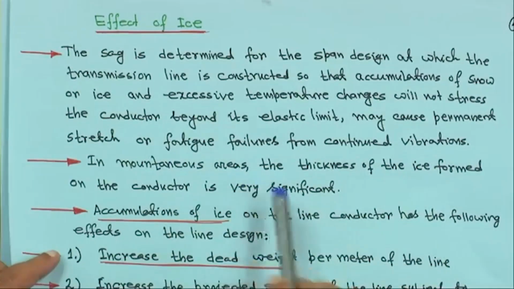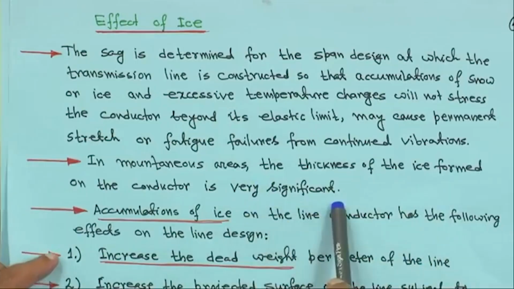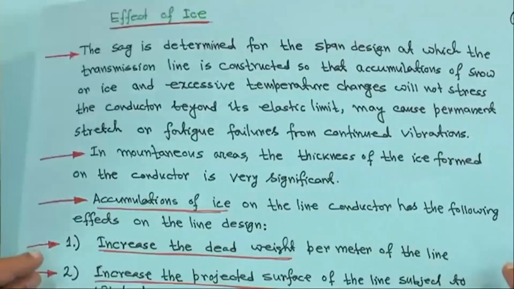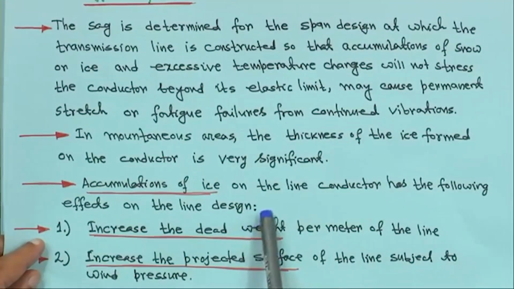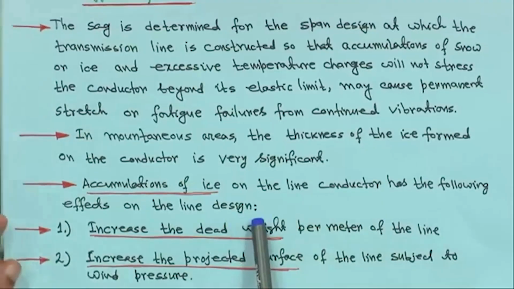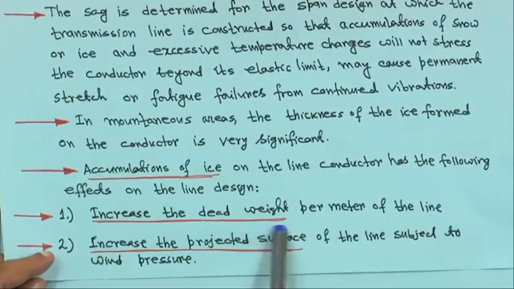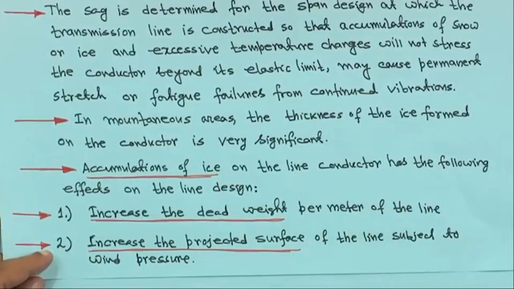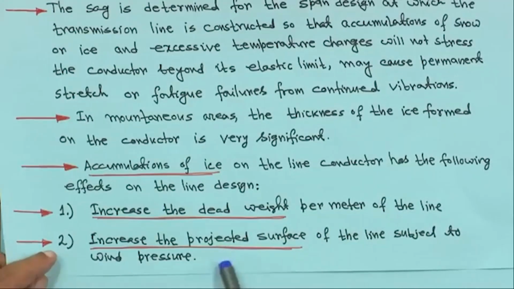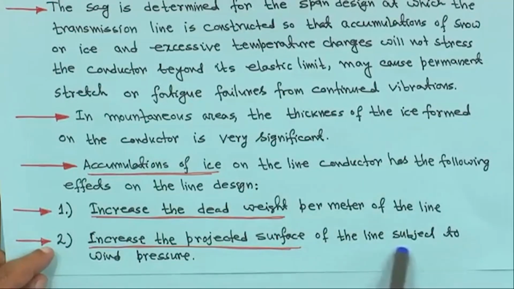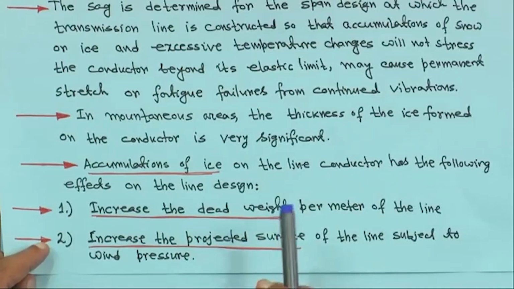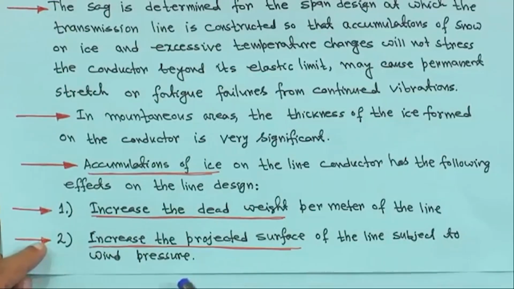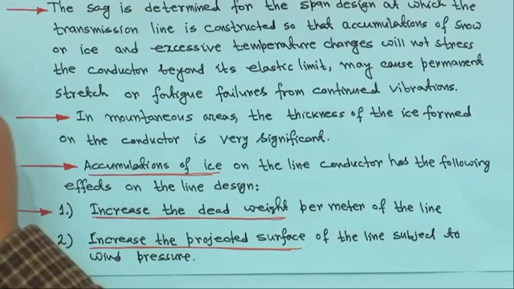So, in mountainous areas, the thickness of the ice formed on the conductor is very significant, you have to consider, and this is true for your overhead conductor. Now, accumulation of ice on the line conductor has the following effects on the line design. Basically, one is increase in the dead weight per meter of the line, because of ice the conductor weight will increase. Second thing is increase in the projected surface of the line subject to wind pressure, naturally, because when the ice coating will be there, the projected area will increase, and hence the wind pressure also will increase. So, this is actually the effect of the ice.